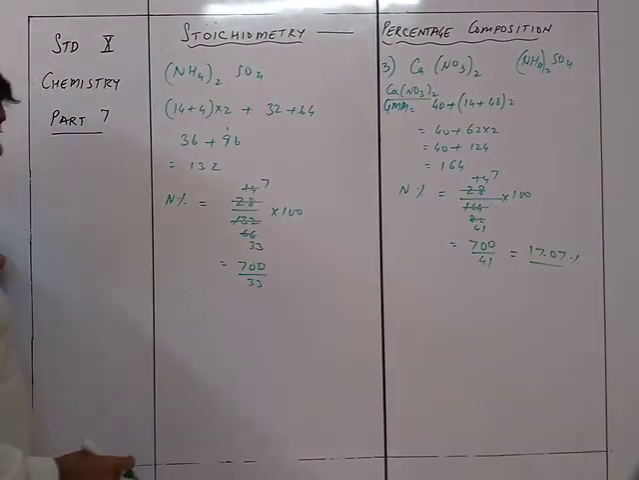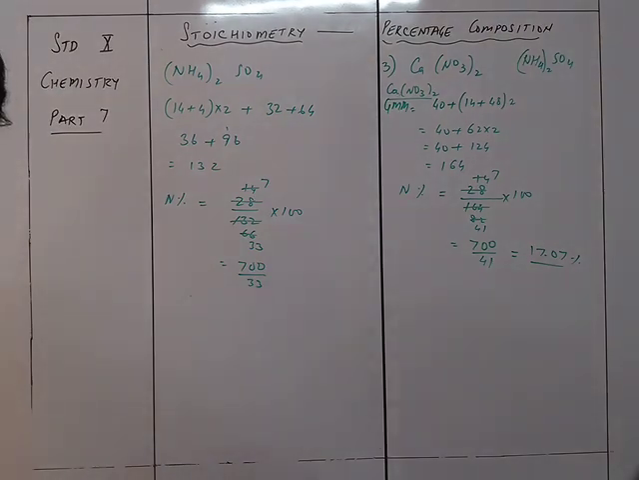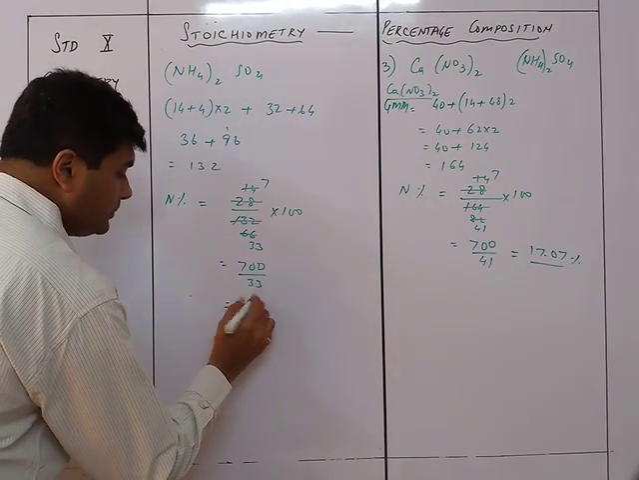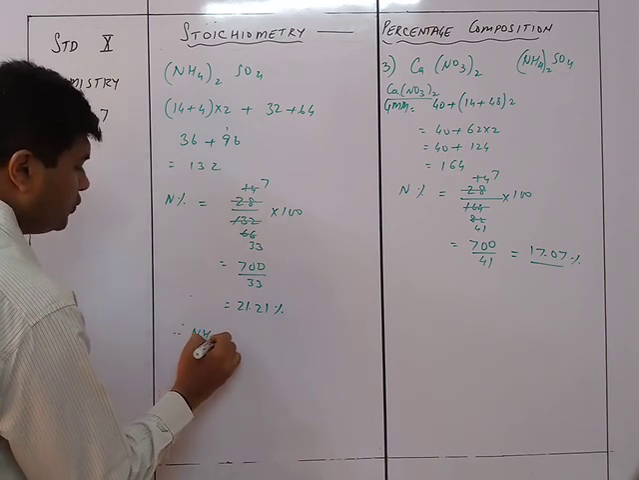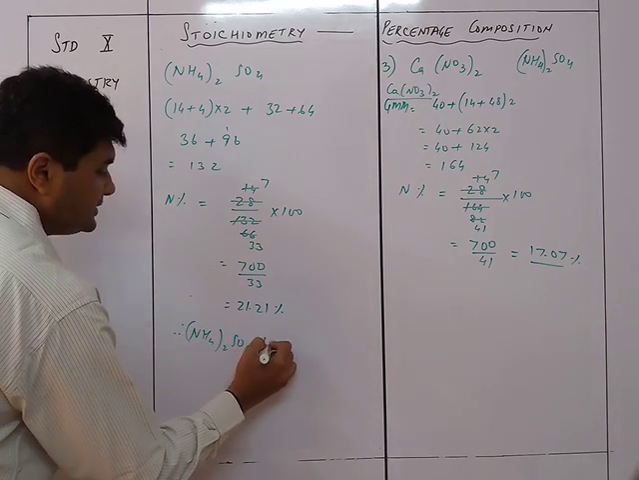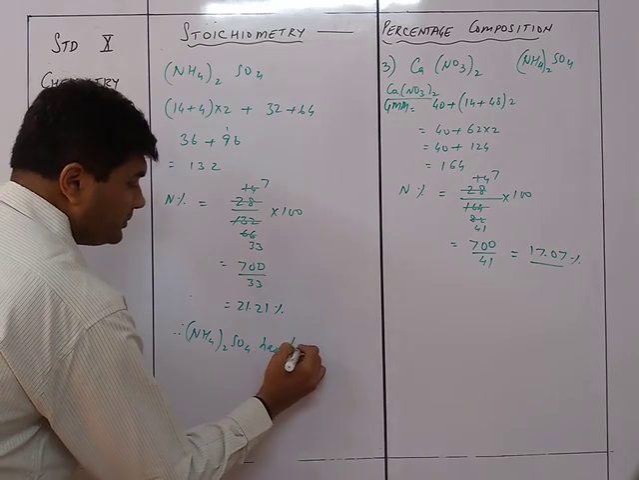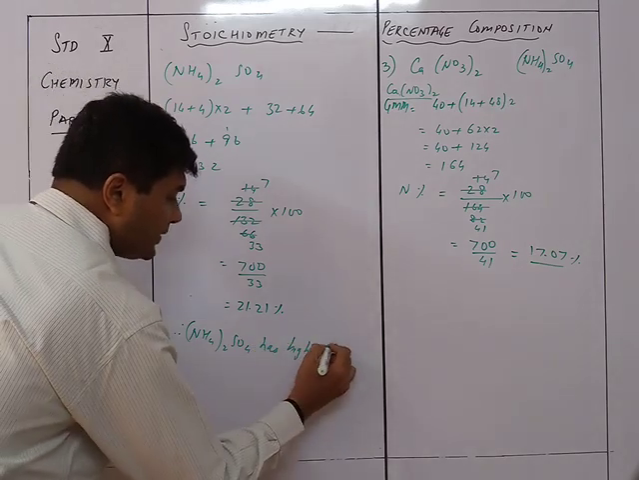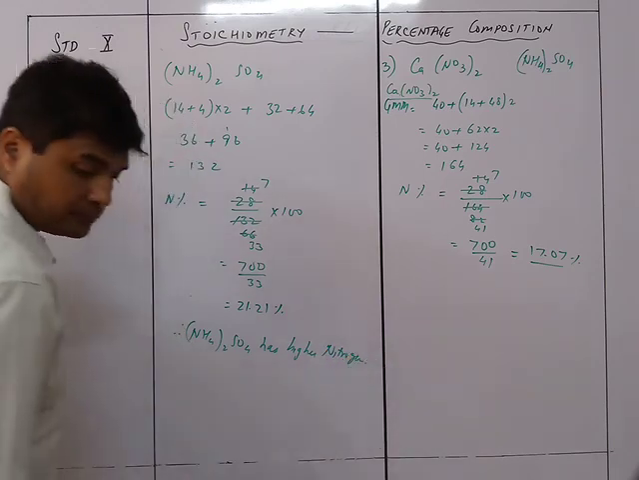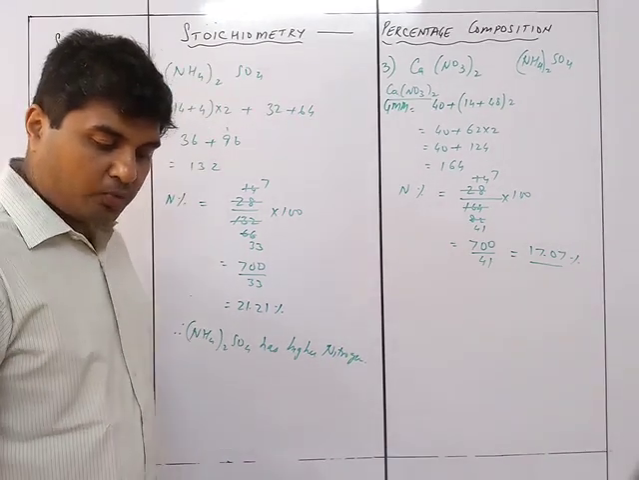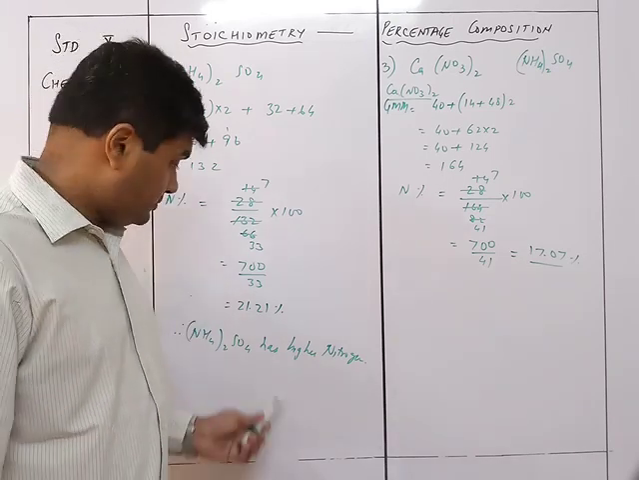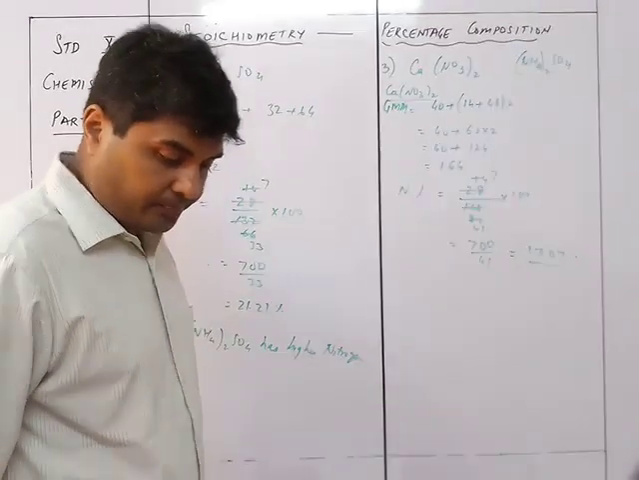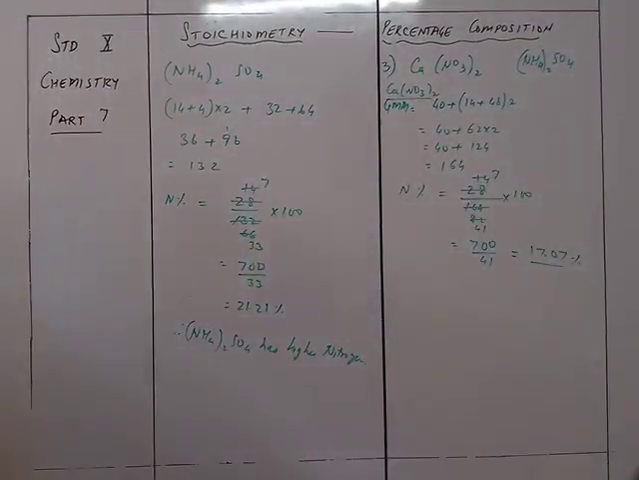So it is 700 upon 33. Of course this is greater. So 700 divided by 33 is 21.21%. Therefore NH4 twice SO4 has higher nitrogen. Okay, we need to find out which has got more nitrogen. So percent of nitrogen is higher in case of this one, that is ammonium sulfate. We now move on to sum number 4.